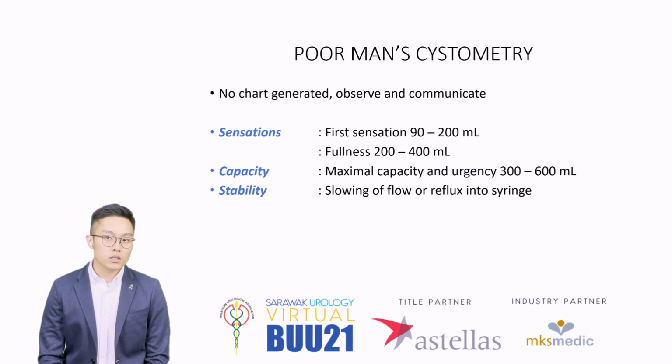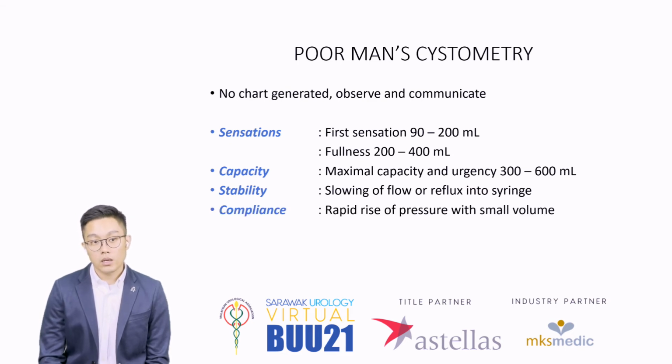Stability is a bit more difficult to see on eye volume cystometry. You just have to look for any reflux of the fluid or a slower flow of fluids into the bladder. It indicates a rise in the pressure or a contraction in the bladder.